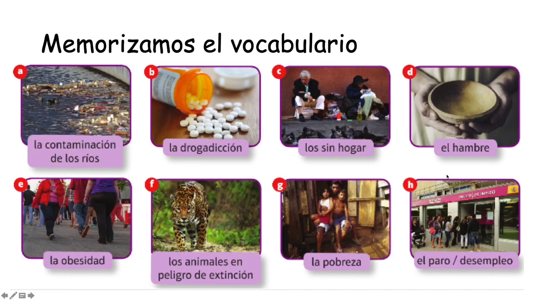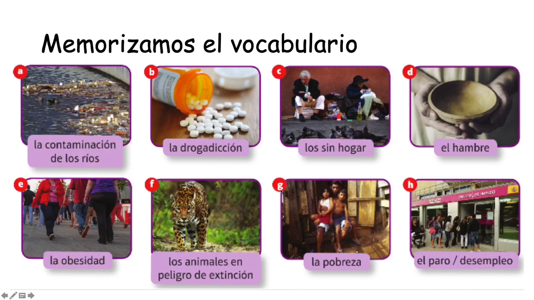Letra D. El hambre. ¿Ok? ¿Qué puede ser? What can that be? ¿Ok? La obesidad. Oh, perdón. La obesidad. That's a cognate. ¿Qué puede ser? What can that be? Los animales en peligro de extinción. ¿Okay? ¿Qué puede ser? Animales, peligro, extinción.